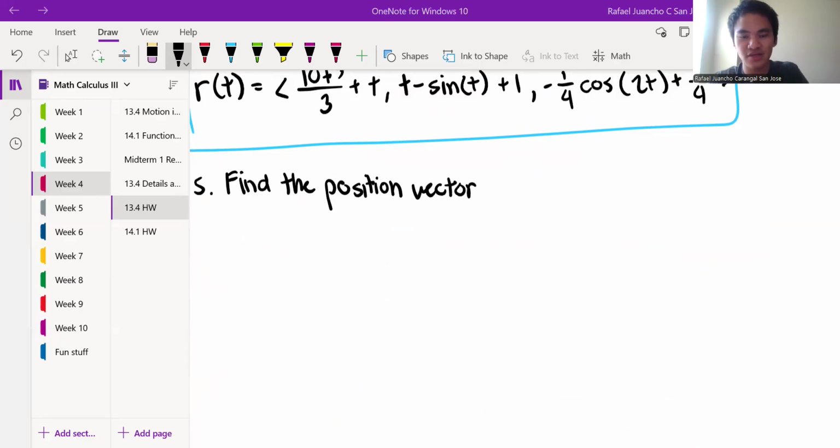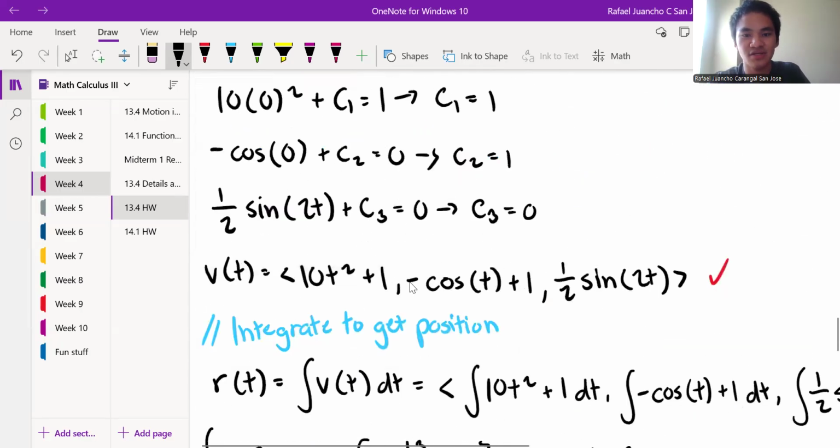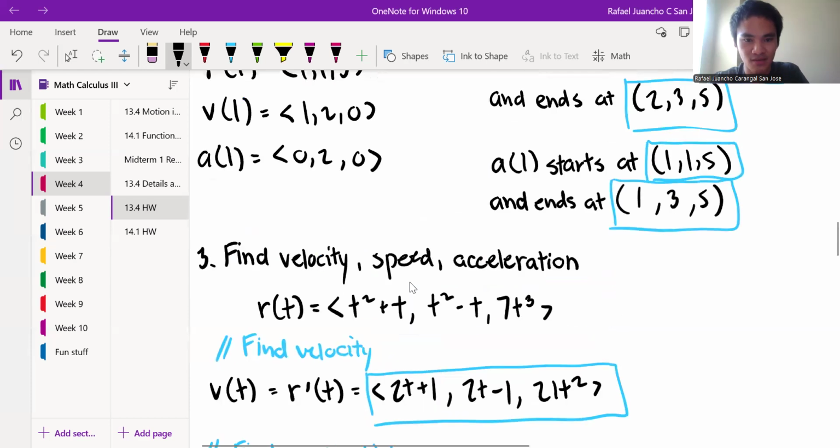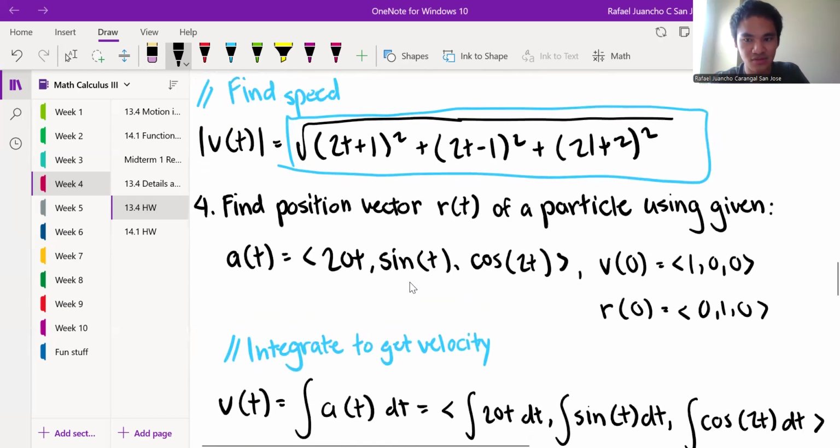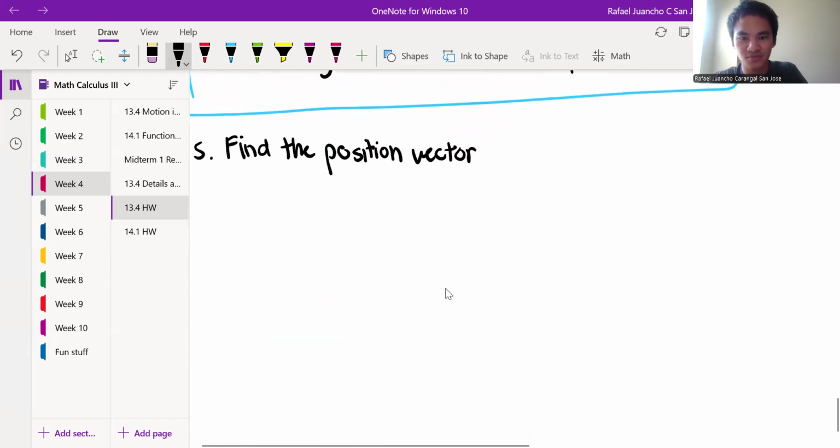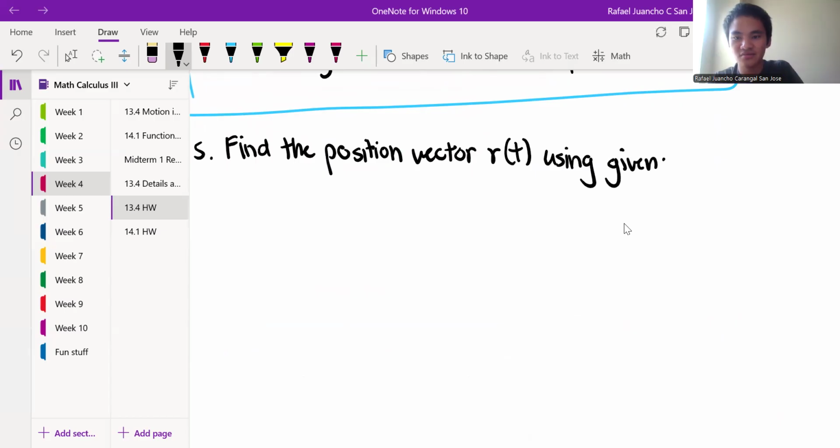Okay, so for number 5, we're being asked to again find the position vector. We're given the acceleration vector as well as a bunch of other information. So we're going to find position vector r of t. I'm just going to say given, but basically we have our acceleration vector, which has components. I'm going to write it immediately in vector form: 11t, e to the t, and e to the negative t.